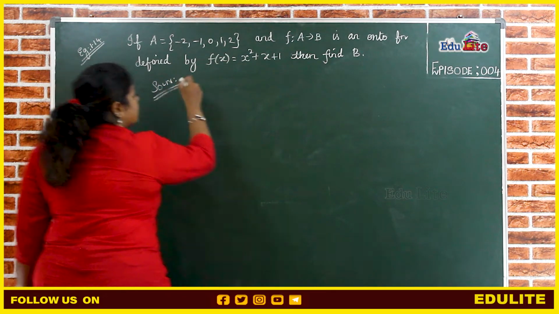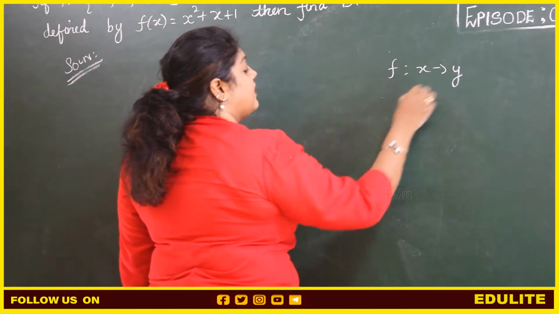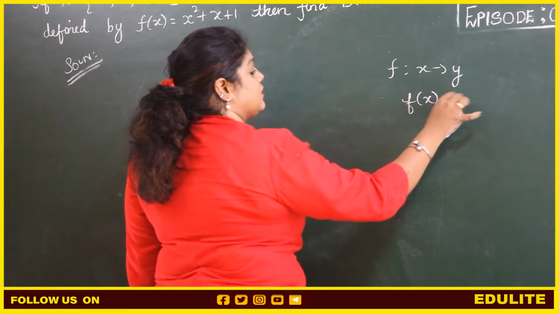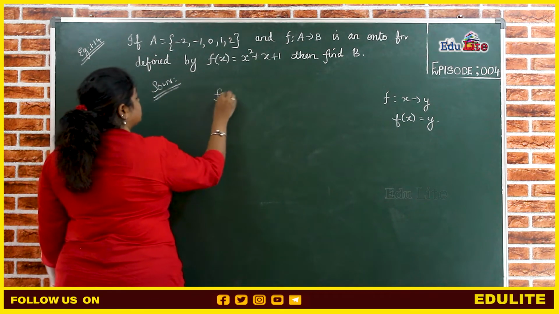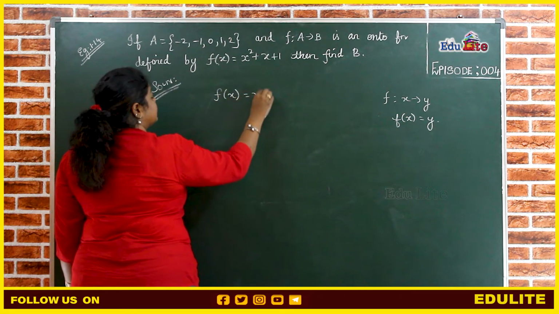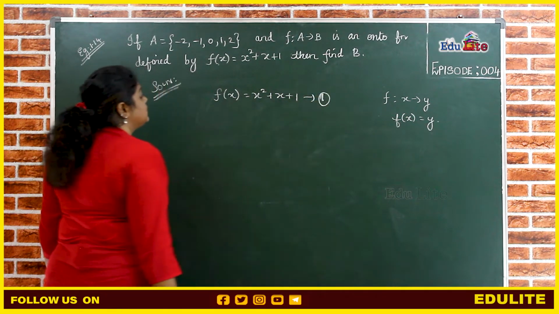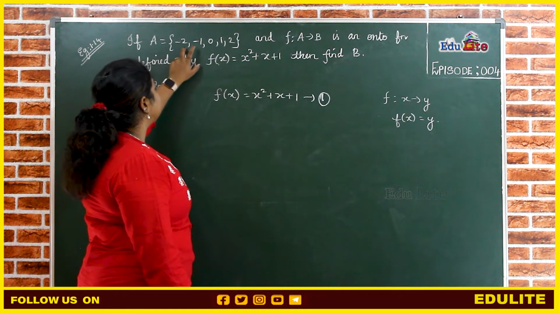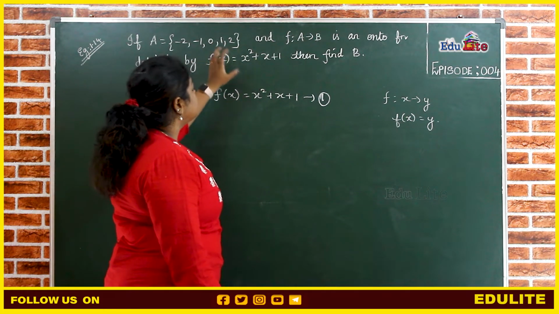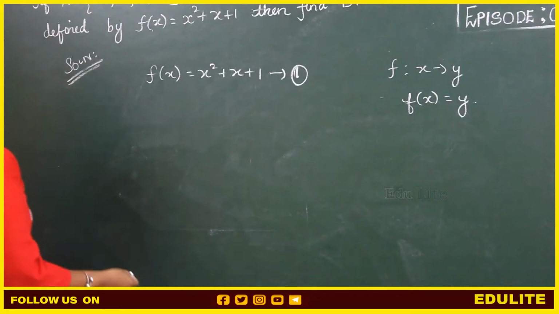In general, if f is a mapping from x to y, we can write it as f of x equals y. Now we will consider the function f of x, which is x squared plus x plus 1, as equation 1. We will substitute the values of x given in A one by one, which will give a solution that is nothing but the value of y. Let us do it one by one.